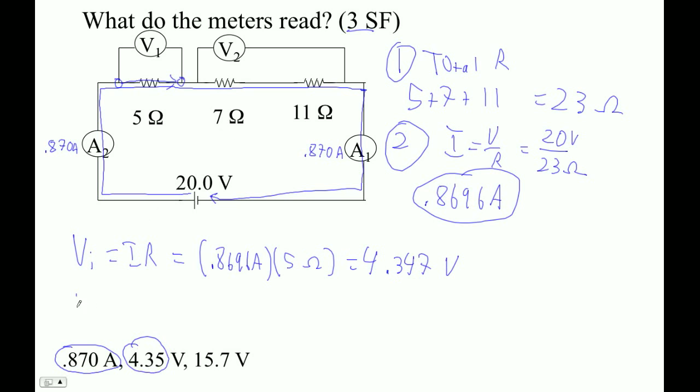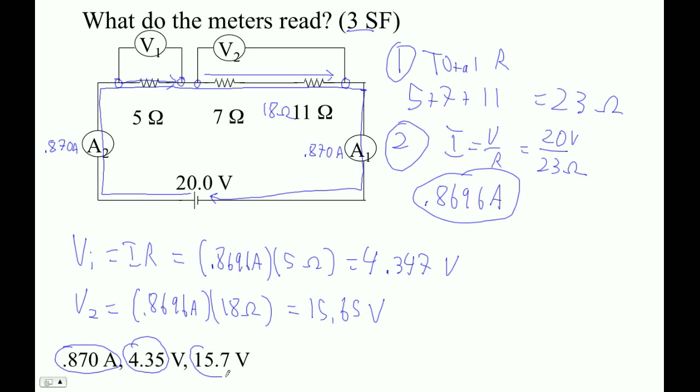Okay. And then V2, notice that there's 2 resistors there. So from here downstream to the other spot where the voltmeter is connected, there's 7 and 11 ohms, so there's a total of 18 ohms, right? So that is V equals IR, so it's 0.8696 amps times 18 ohms. Okay, so I can just go 18 times I on my calculator, and I get 15.652 something volts. Well, with 3 sig figs, it would be 15.7.